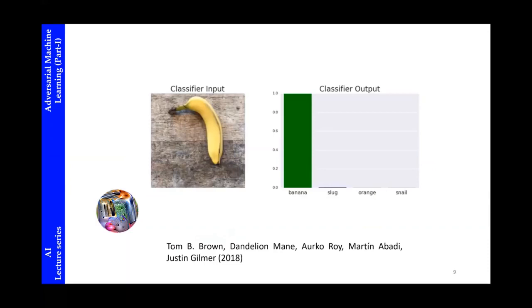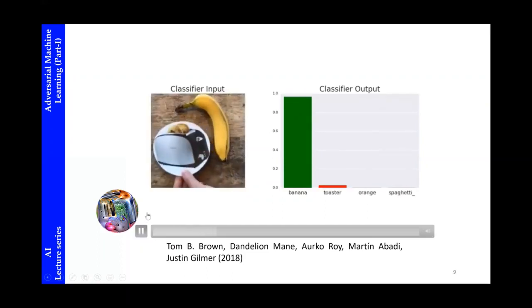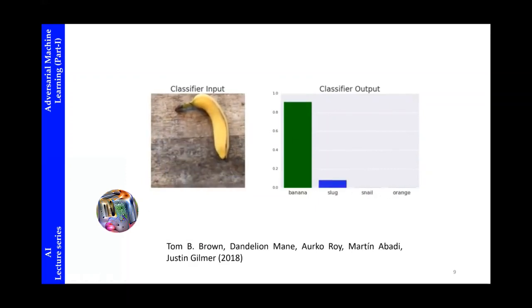We have an image of a banana. This image is introduced into the artificial intelligence system, and with high confidence, it is classified as a banana. Let's play the video and watch it together. You see that it is classified as a banana. A picture of a toaster is added, but still with high confidence, it is classified as a banana.